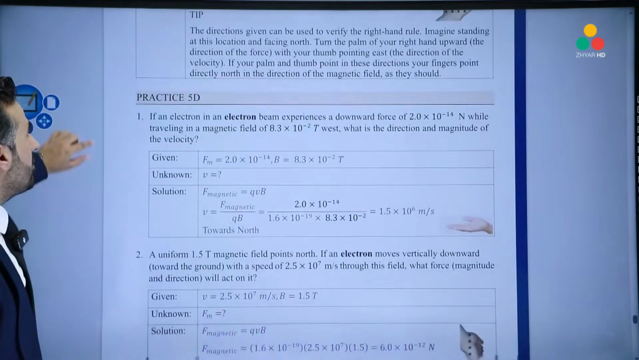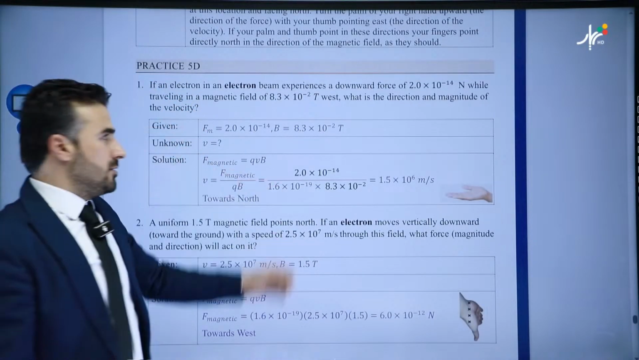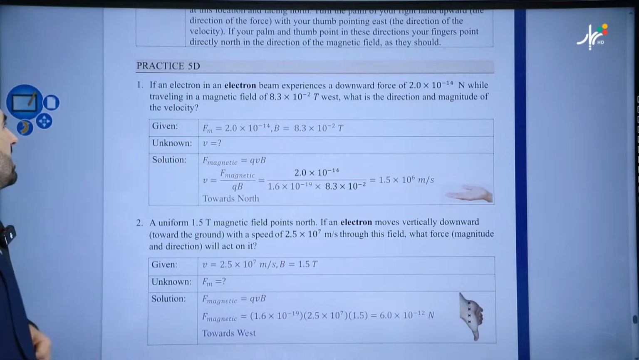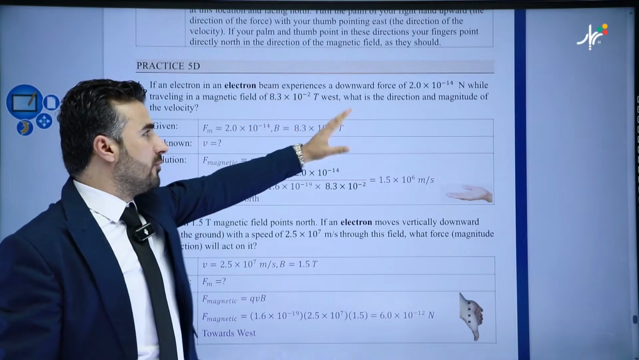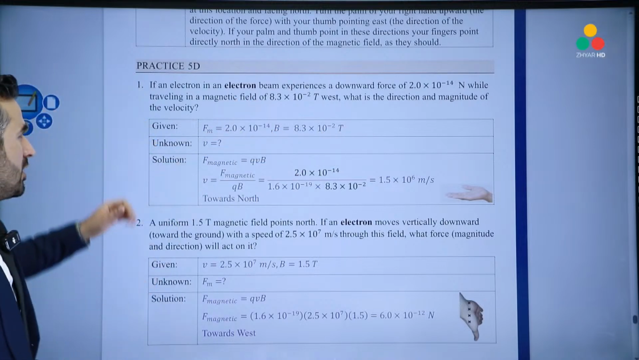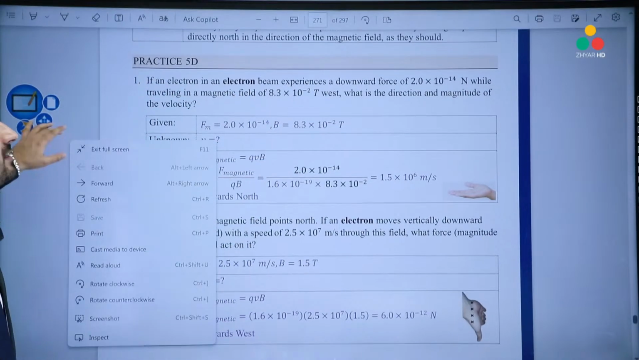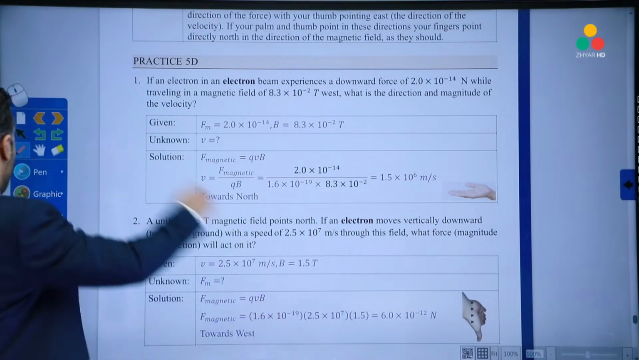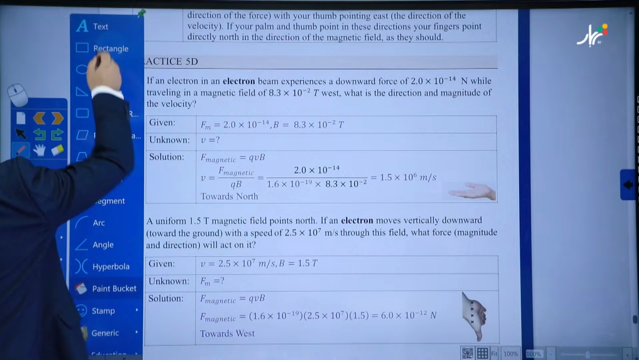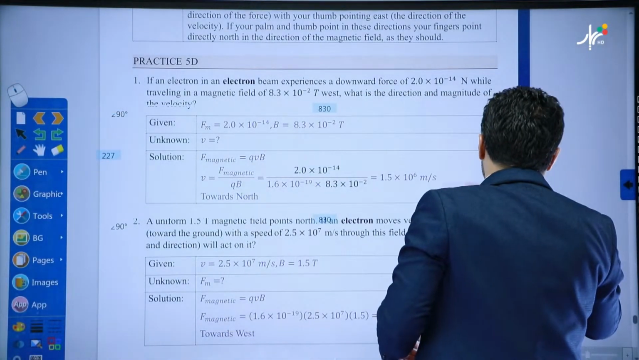Okay, moving on to the next question. In this question, it wants the direction. It says, if an electron in an electron beam experiences a downward force, which is this much, while traveling in a magnetic field of this magnitude toward the west, what is the direction and the magnitude of the velocity? Basically this is pretty much the same as the other question, except that here it asks for the direction as well.